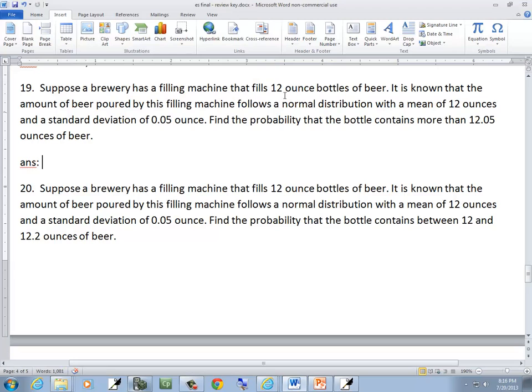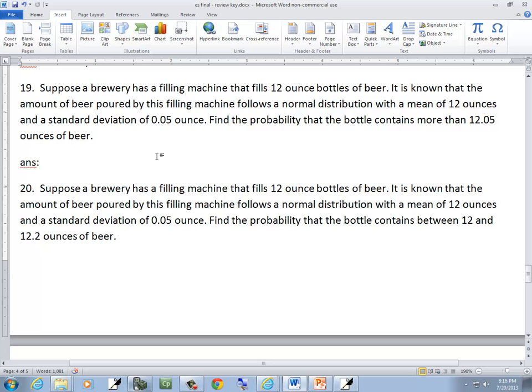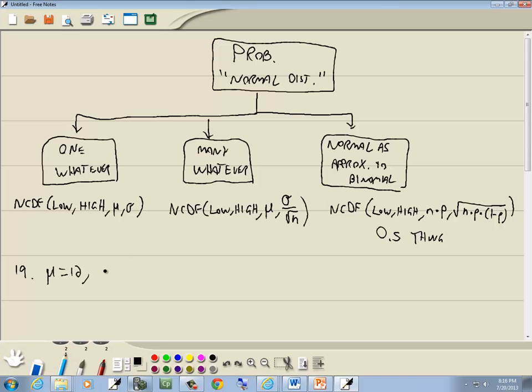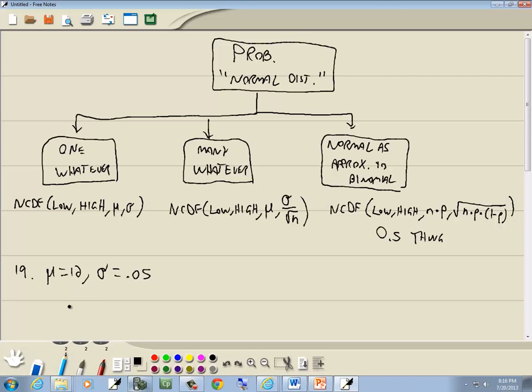Okay, a brewery has filling machines that fill a 12-ounce bottle of beer. It is known that the amount of beer poured by this filling machine follows a normal distribution with a mean of 12, so mu is 12, and a standard deviation of 0.05, so sigma is 0.05. Find a probability that the bottle contains more than 12.05. Well, here's 12.05. More than is shaded this way. Now we need our low value and our high value. Since it's shaded this way, clear over here is going to be positive infinity, or on our calculator E99.